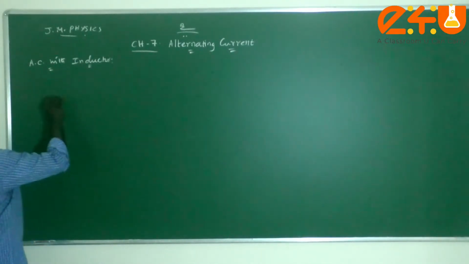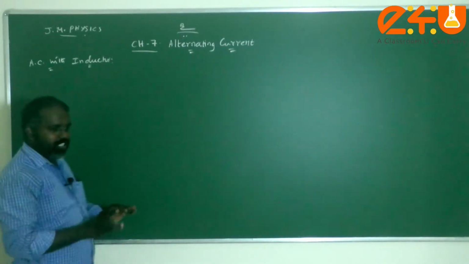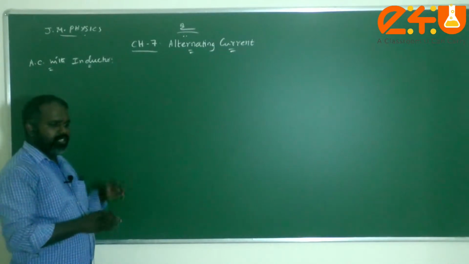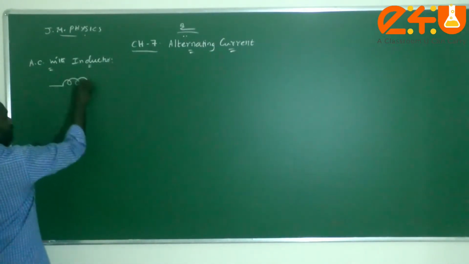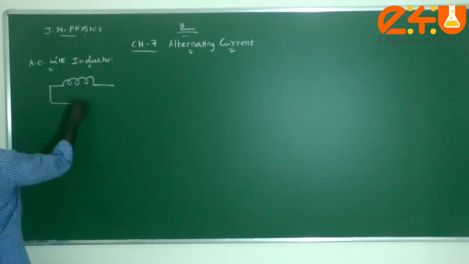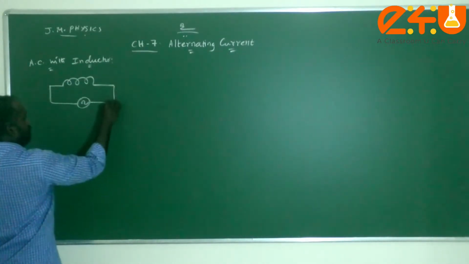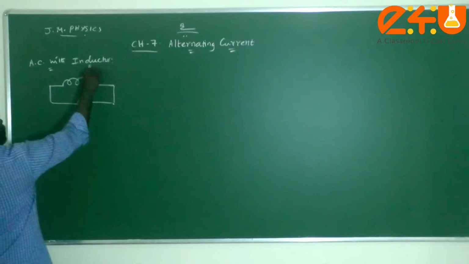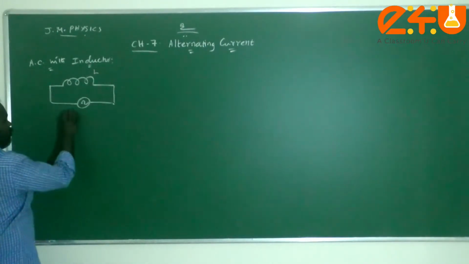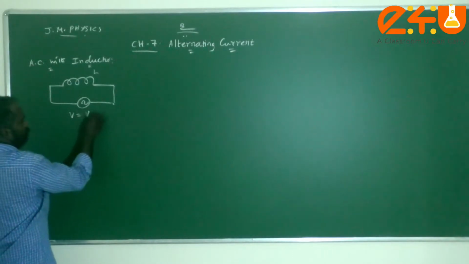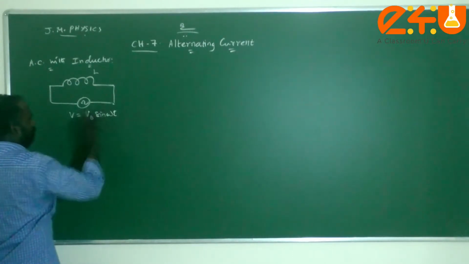Now, as I said earlier, our ultimate aim is to find the expression for current if the voltage is given. Please see that this is an inductor of inductance L, which is connected to the alternating source. The applied voltage is V equal to V naught sine omega t.